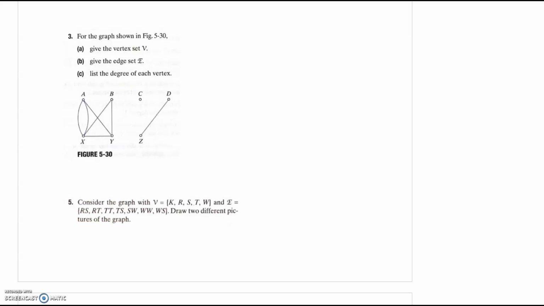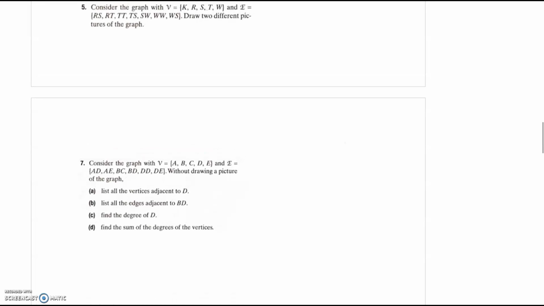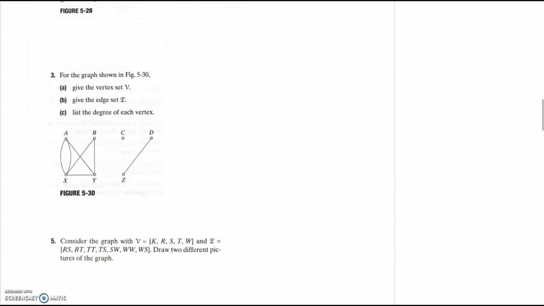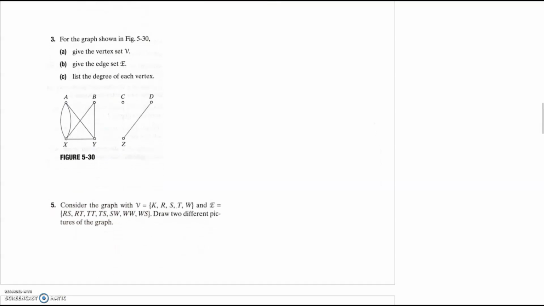Continuing on with Unit 5, first lesson here. We'll continue. We'll do numbers 3 and 5 on this video. And I don't know, maybe we'll be able to get number 7 on this as well, depending on how long it is. So here we go.